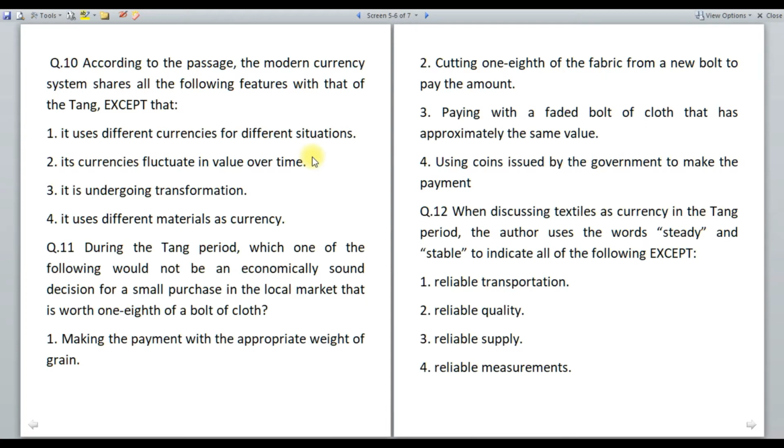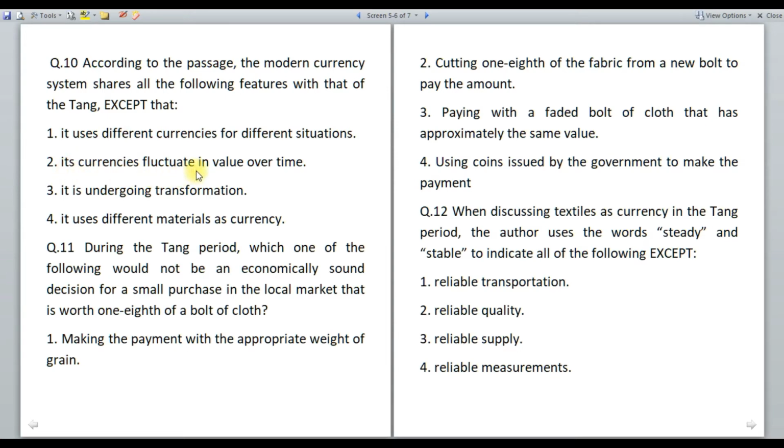Okay, now we're talking about the modern era. Coins were used for smaller payments, banknotes and other such instruments were used for larger payments. So it's very clear that this is definitely a common factor between the Tang era and the modern era. Let's look at the second option.